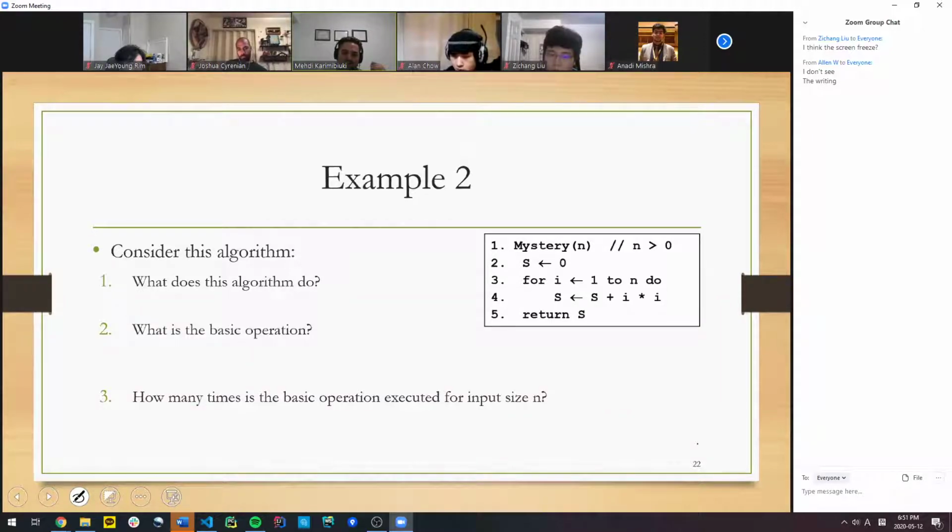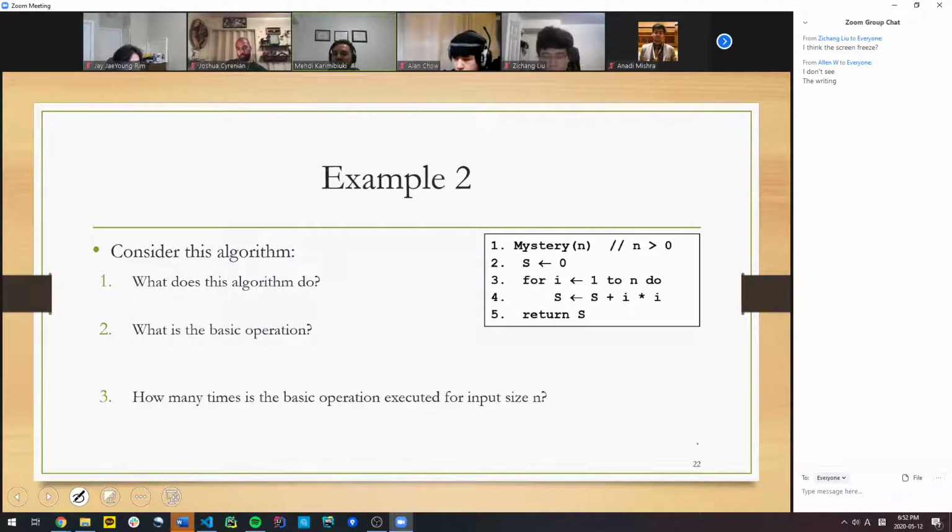This is another example. The function is called mystery, on slide number 22, and we assume that n is bigger than 0. We have a for loop in there, and we are returning a local variable s, but we are doing some operation in the for loop for that s. So first of all, can someone tell me what this algorithm is doing? Just taking the i, multiplying it, adding it to the previous sum.